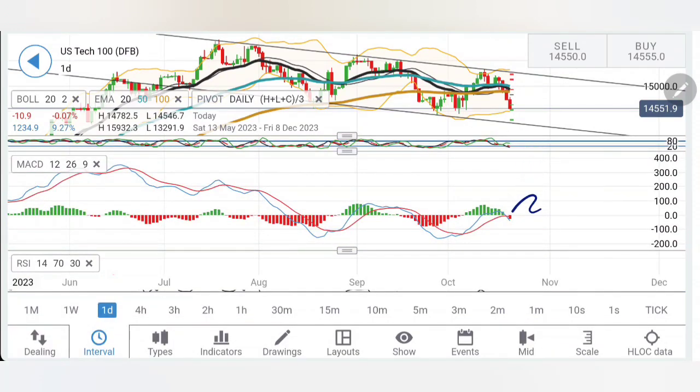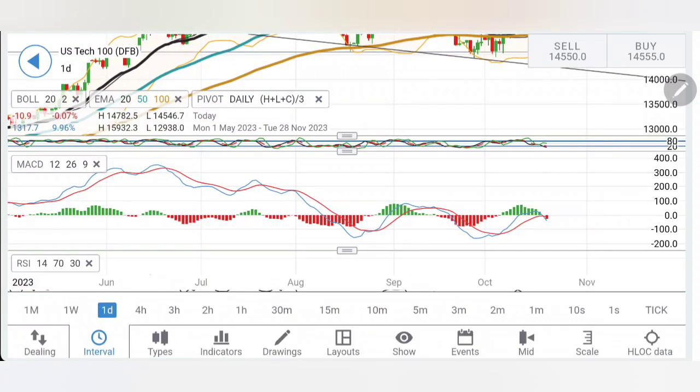Now look at the daily MACD. This is again crossing over here and yielding second red candles, and this is coming after a series of green candles, and hence you can still expect a further down move here. RSI is also looking downwards.